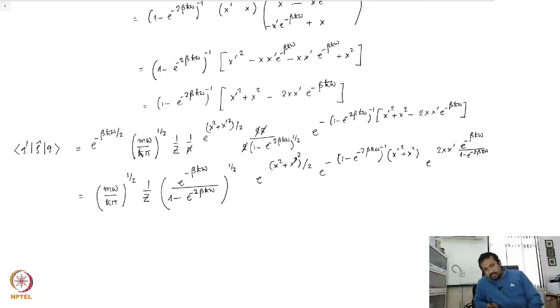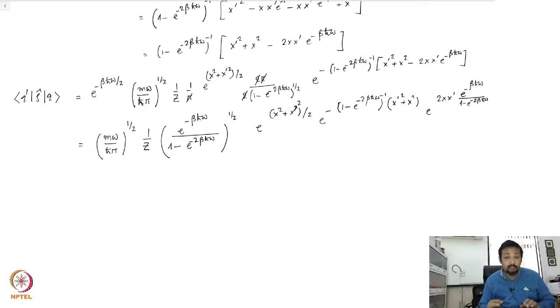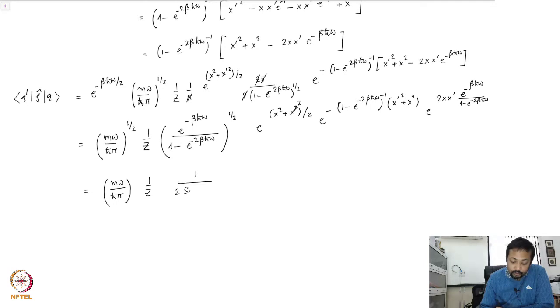It's a bit of a tedious algebra, it's a little bit complicated, but it's a good exercise to do for once, at least in your lifetime. So this is going to be m omega over h bar pi, 1 over Z. Let's see what this gives me. This gives me 1 over 2 sine hyperbolic beta h bar omega, raised to the power half.